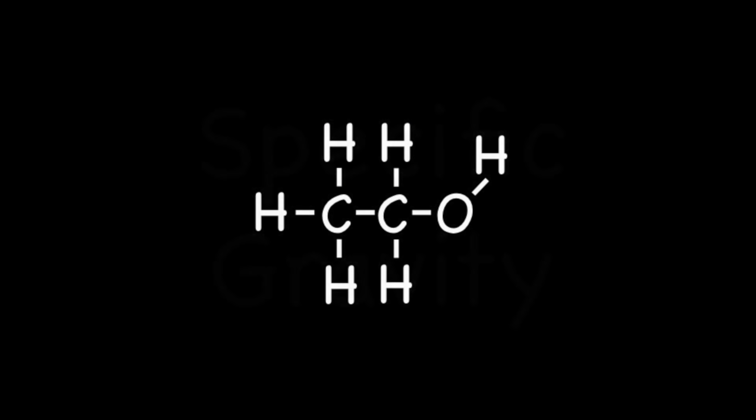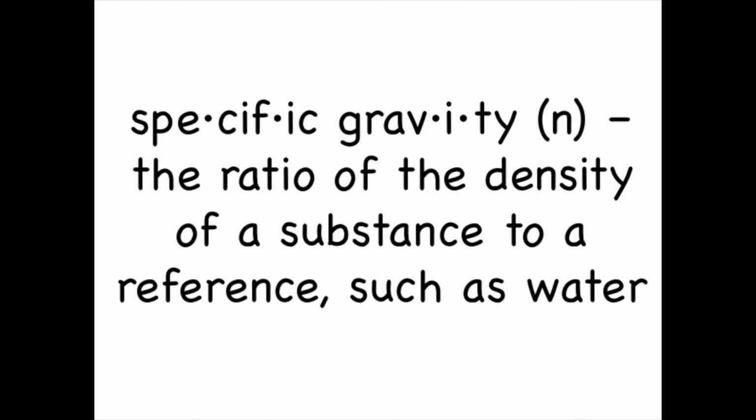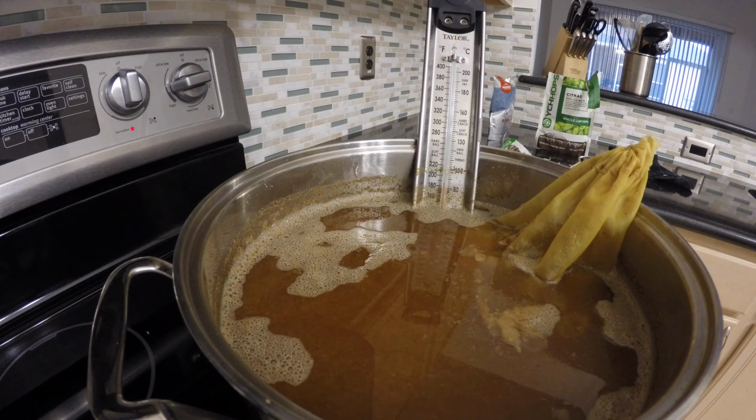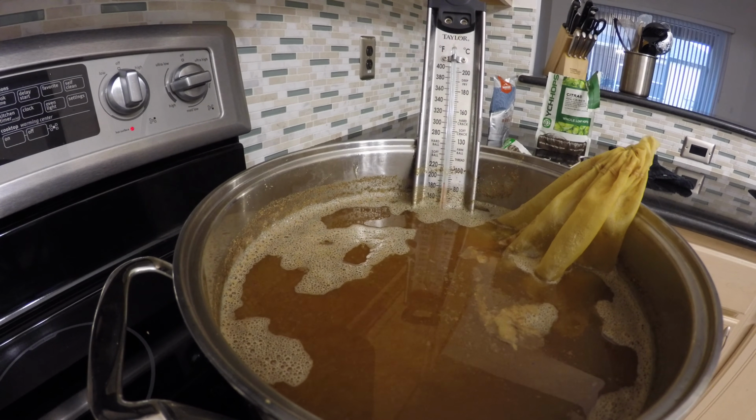To compute the ABV, we need to understand specific gravity. Specific gravity is a unitless measure that, in the context of brewing, compares the density of the brew to the density of water. So, the more sugar that's in the brew, the more dense it will be, and the higher the specific gravity. At this point, you should realize that the specific gravity of the brew will be different before and after fermentation, since the yeast will convert some of the sugars into alcohol.